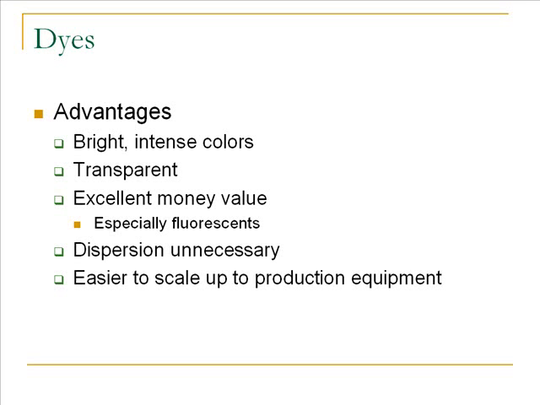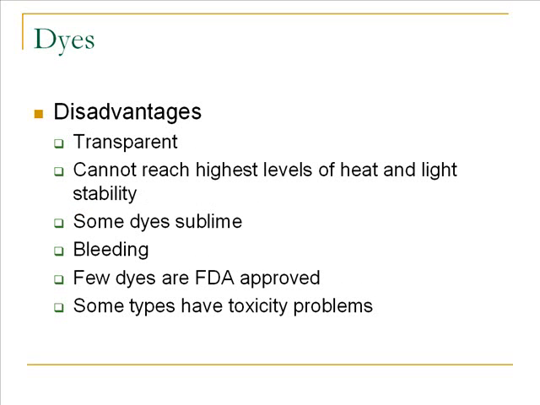Disadvantages for dyes: like I mentioned, transparency can be a disadvantage if you want an opaque color. You cannot reach the highest levels of heat and light stability, so you have problems if you want to be outside for a long period or use them in very high temperature resins. Some dyes sublime, which means they go from a solid directly to a gas. When you're processing them, that dye can come out of the front of the extruder, deposit on the inside of the mold, or even float up in the air and deposit on the ceiling and on the rafters, turning them colors. Bleeding is definitely a disadvantage.